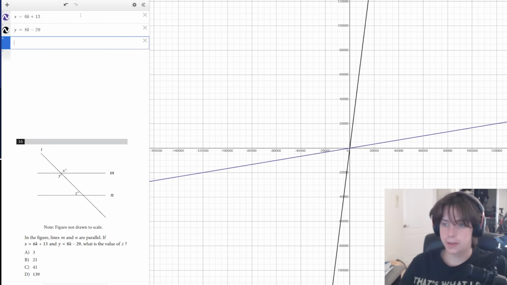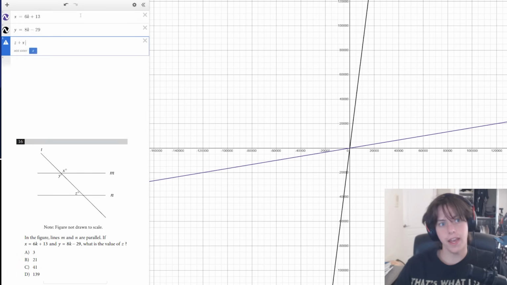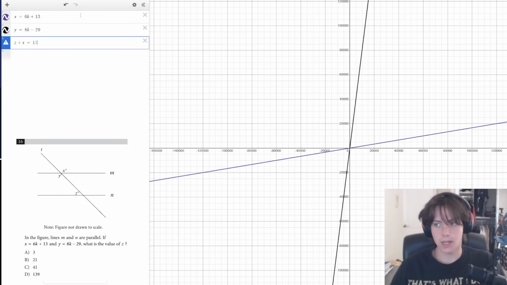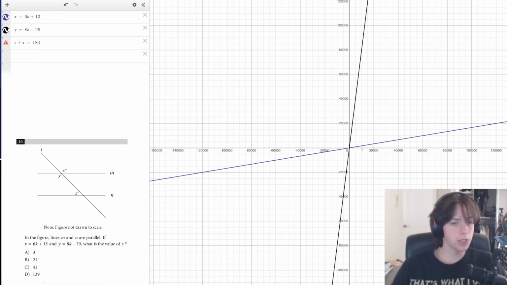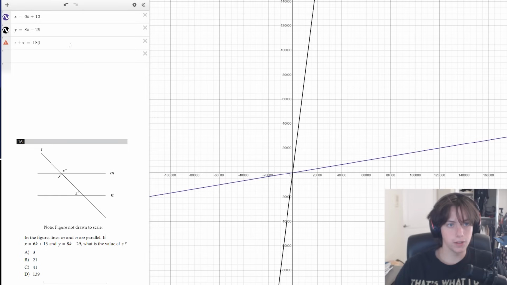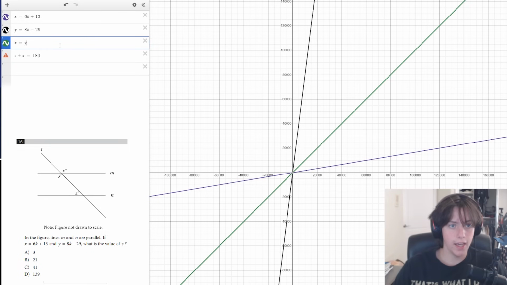So important things to note. The lines are parallel and x equals y. This is because the angles are reflective, right? You can quickly look at the graph and we'll see that x equals y. It's also important that x plus z is 180. This is because the two angles are supplementary, because of parallel lines. And like I said, x equals y.